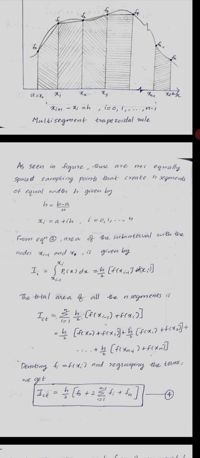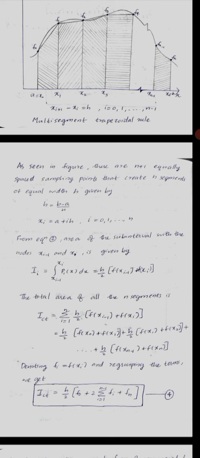അപ്പോൾ as seen in figure, there are n+1 equally spaced sampling points that created n segments of equal width h given by h = (b - a)/n. xi എന്ന് പറഞ്ഞാൽ ഈക്വൽ ടു a + ih, i = 0, 1, എക്സെട്ര n. From equation 2, area of the subinterval with the nodes xi - 1, xi is given by I = integral from xi - 1 to xi of p1(x) dx equal h/2 [f(xi - 1) + f(xi)].